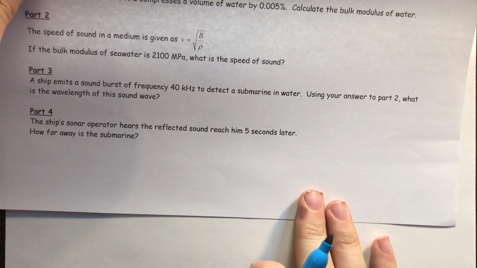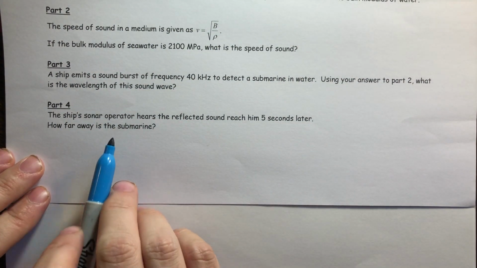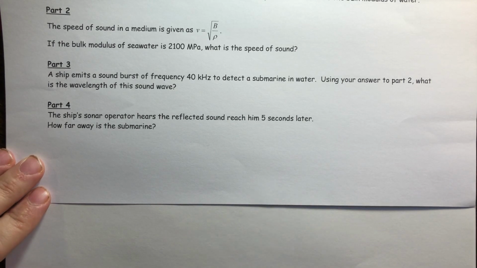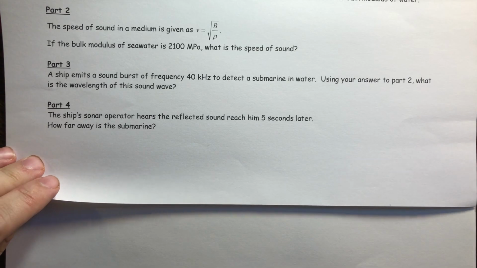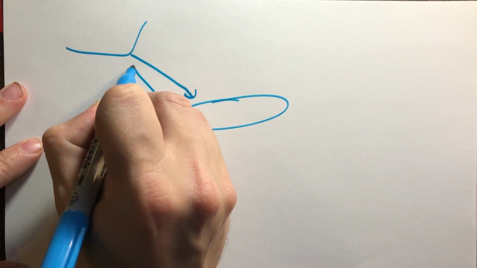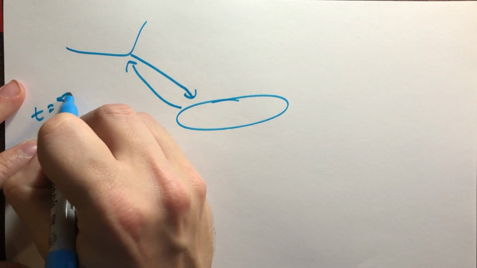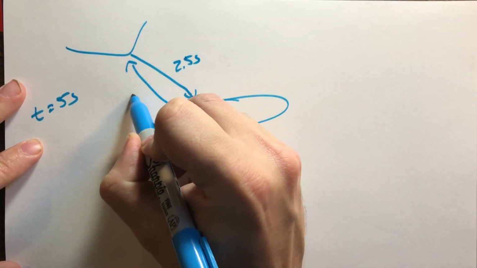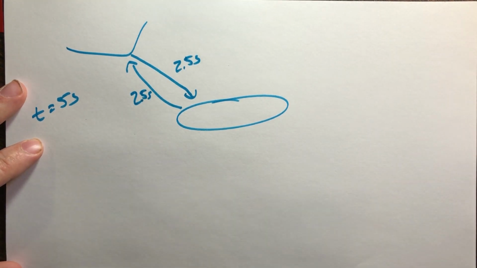We now know our last part, part 4: the ship's sonar operator hears the reflected sound reach him 5 seconds later. So he knows it takes 5 seconds to do what? Get to the other submarine and back. So 2.5 seconds each direction, assuming that there is no change in velocity. Okay? So all we have to do here is, well, we have our ship, and then there's a sub. It takes 5 seconds to get there and back. So that means 2.5 seconds each direction, as we just said.